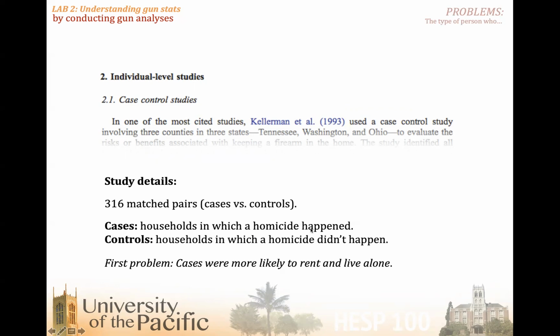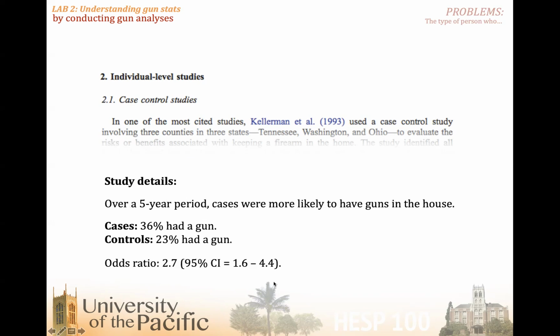Households in which a homicide happened are the cases, right? This is a case control study. We're looking backward. Controls are households where homicide didn't happen. Over a 5-year period, looking backward, 36% of cases had a gun and 23% of controls had a gun. Okay, but was the gun somehow responsible? Having guns in the house, is that what did it? Or is it just that the type of people living in these circumstances and committing these crimes are the type of people who would have guns?